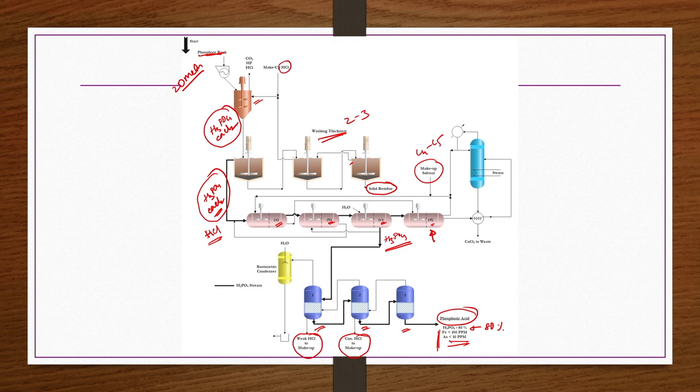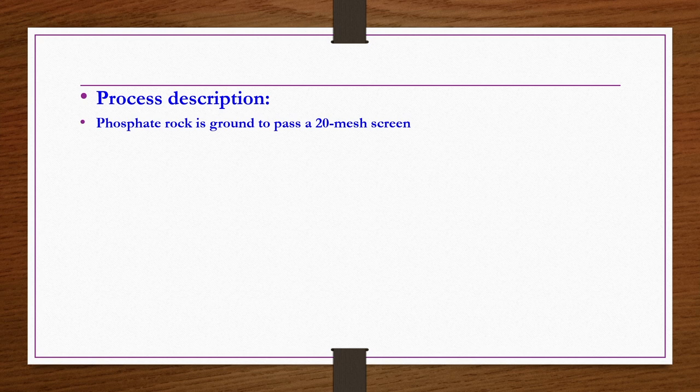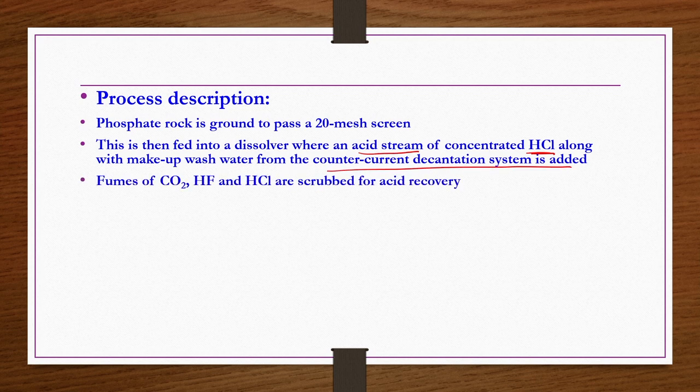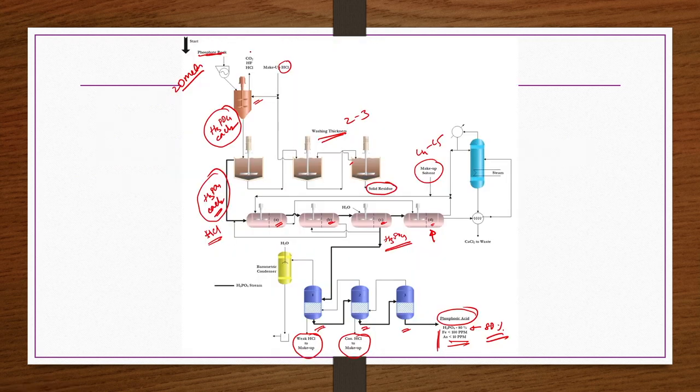This is the process for the production of concentrated phosphoric acid using the hydrogen chloride leaching process. Now we see the description of the process here. Phosphate rock is ground to pass a 20 mesh screen. This is then fed into a dissolver where an acid stream of concentrated HCl along with makeup wash water from the countercurrent decantation system is added. Fumes of CO2, HF and HCl are scrubbed for acid recovery, that is shown here. Whatever fumes of HCl, HF and CO2 are there, they are taken to acid recovery.